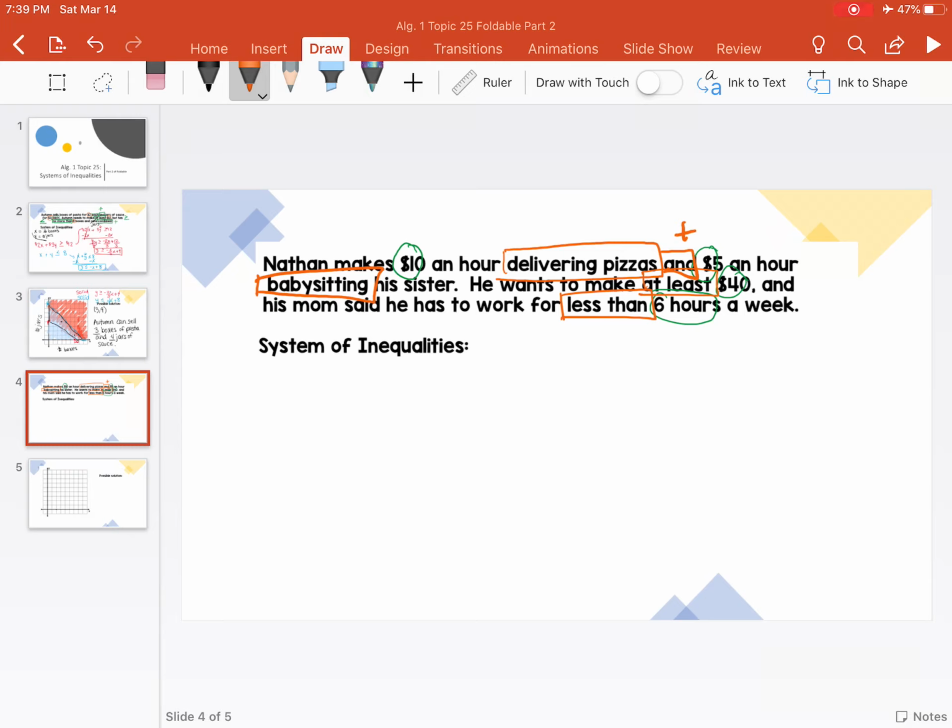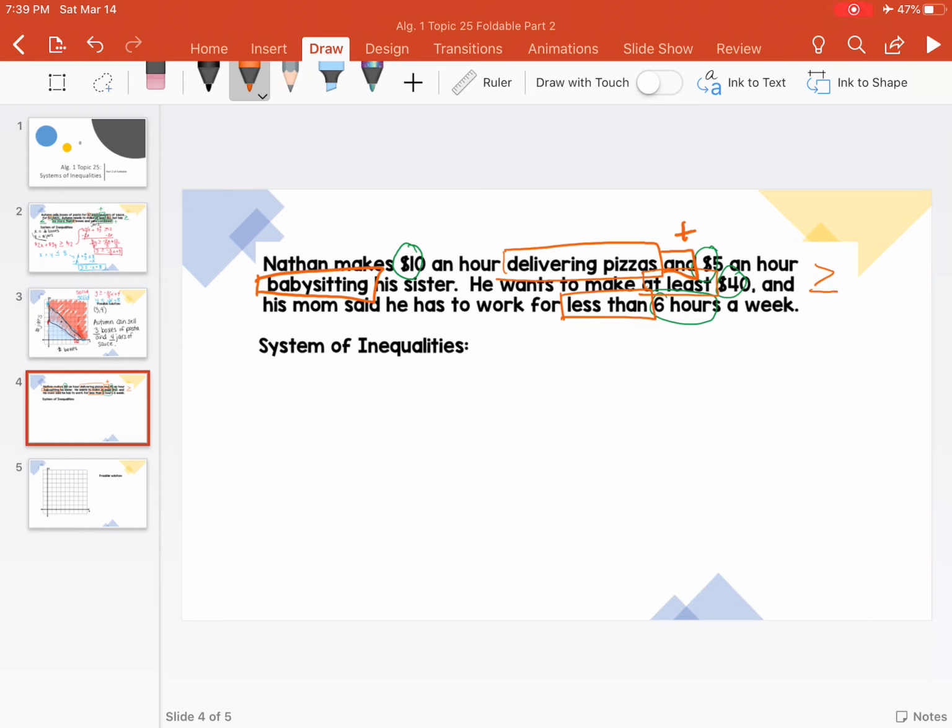So if Nathan wants to make at least $40, can he make $40? Yes. Can he make $30? He could. Wouldn't really be happy with it. Can he make $45? $50? Do I hear $60? Absolutely. So he can make $40 or more. $40 here is the minimum that he wants to make. Ideally, he would like to make more, but we'll see.